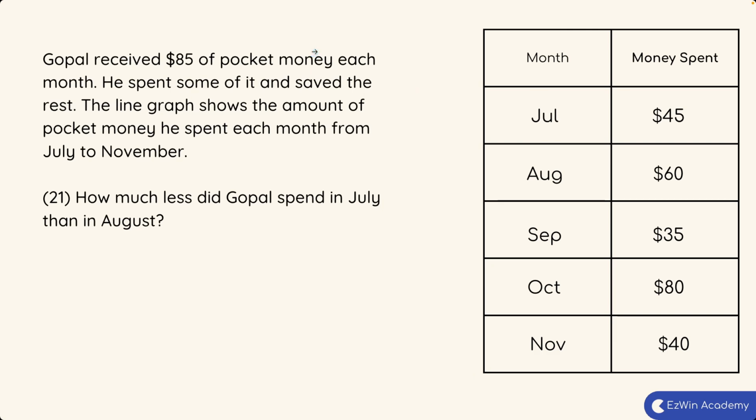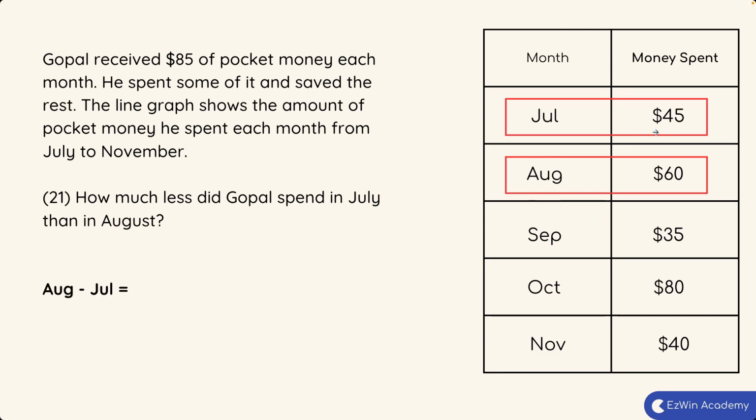So the first question is how much less did Gopal spend in July than in August? So this is pretty straightforward. You just need to go through the August number and the July number. So the August and July, these are the numbers. So we can just minus August with July. So August is $60 minus $45. And this gives us $15.